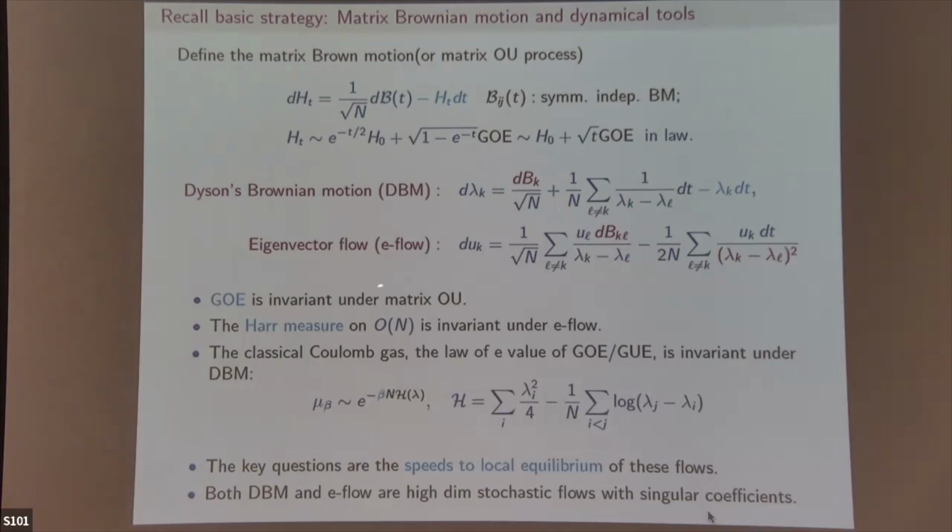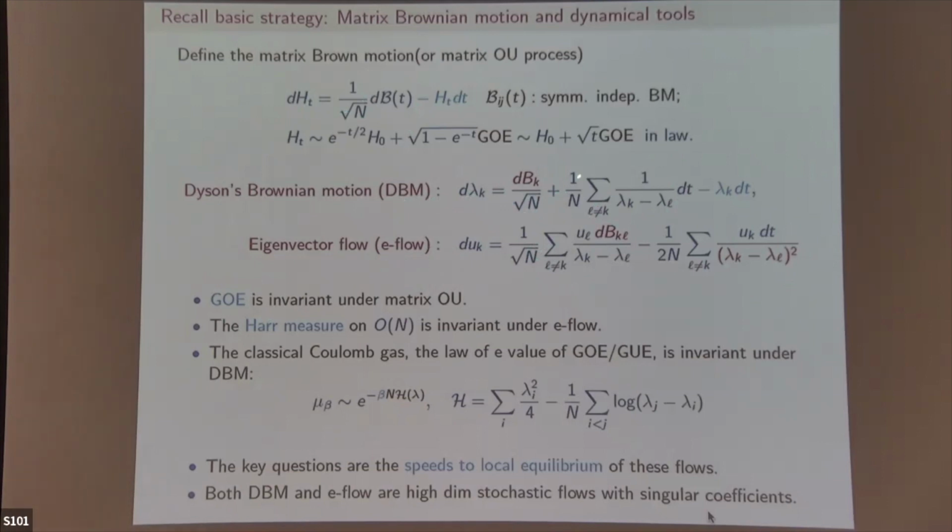On the other hand, the eigenvector also has an equation, and the equation is that the k-th eigenvector depends on all the other eigenvectors, and then there's a Brownian motion. These are different Brownian motions, but anyway, there's a Brownian motion here, dB_kl and u_l, summation over l, and then there's also a second order drift term, u_k over lambda_k minus lambda_l squared. So this is called the eigenvector flow. We call it the eigenvector flow. And this is the eigenvalue flow, Dyson Brownian motion, DBM. So the matrix Brownian motion was split into two equations. One is the DBM, the other one is the eigenvector flow.